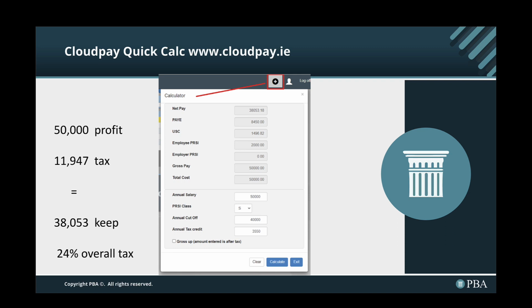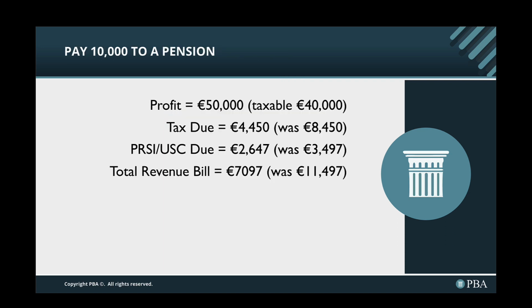CloudPay is a payroll software that integrates with Sort My Books, and they have this fabulous feature. When you log in, it's a quick calc, we call it, and you can put in your numbers there to get this calculation. We started out with 50,000 profit, 11,947 is tax. What you get to keep is 38,053 euro. So overall, the percentage of tax between all the different tax types gives you about 24% tax rate. So you might be thinking, that's horrendous.